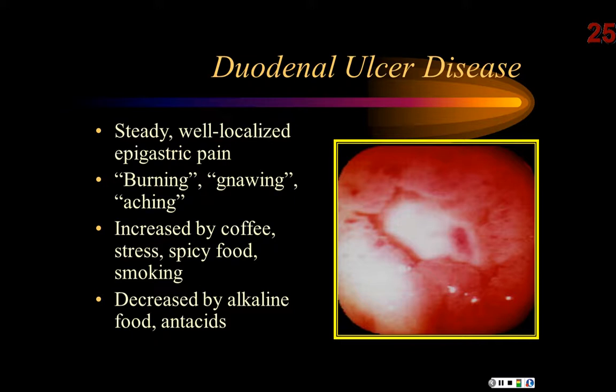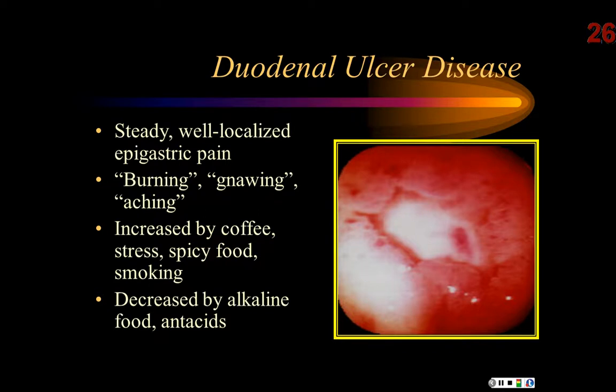Duodenal ulcer disease. This is steady, well-localized epigastric pain: burning, gnawing, aching. Increased by coffee, stress, spicy foods. It's an ulcer typically, in the duodenum. Remember we talked about how the stomach comes in and then connects to the small intestine. And it's decreased by alkaline foods.